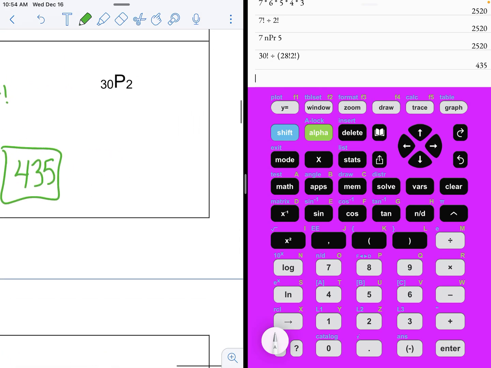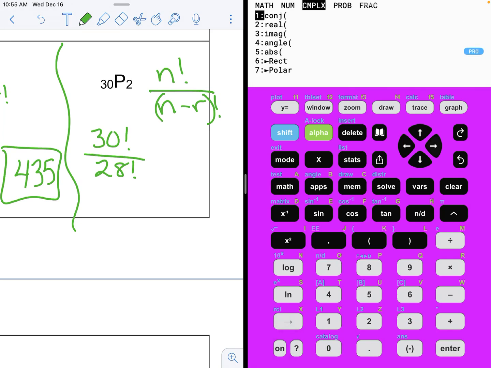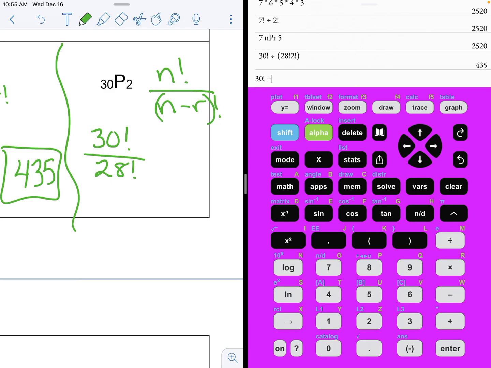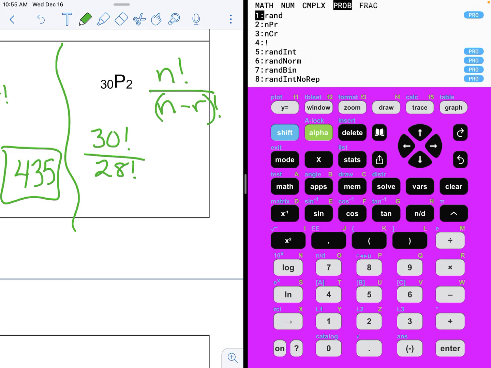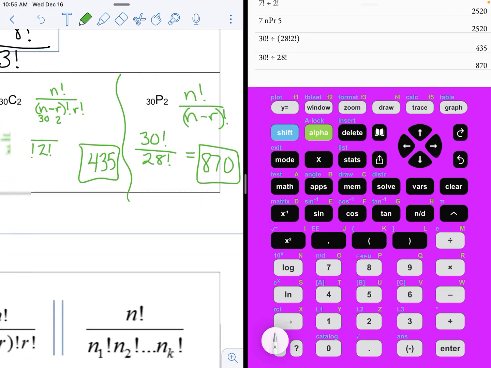Let's do permutations. So that's n factorial over n minus r factorial. So that's going to be 30 factorial over 28 factorial. Notice it just doesn't have the extra bit down there. So 30 factorial divided by 28 factorial. There you go, 870. So that would be like, how many different ways can you order 2 people out of a group of 30? So again, pretty nice.